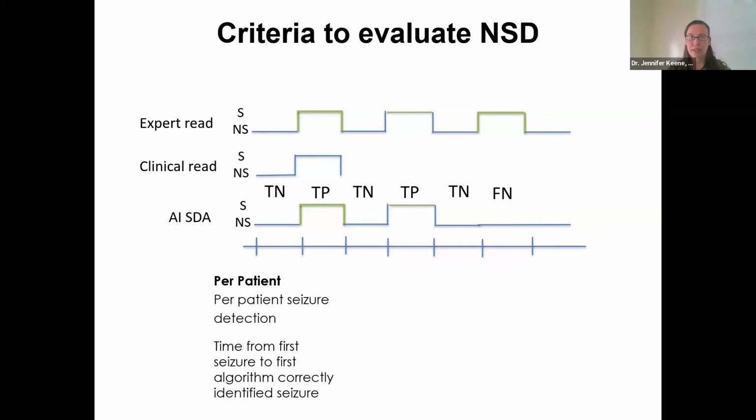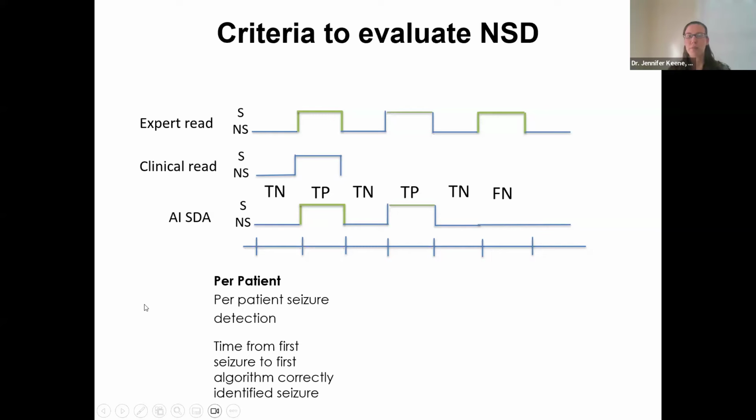So for each of these, it turns out that evaluating how well a neonatal seizure detector works is actually pretty complicated, because there are lots of different ways that you can evaluate it. So we should probably look at a number of different ways of evaluating a seizure detector. Our cohort has an expert read, a clinical read, and then for each algorithm, a seizure detection read.